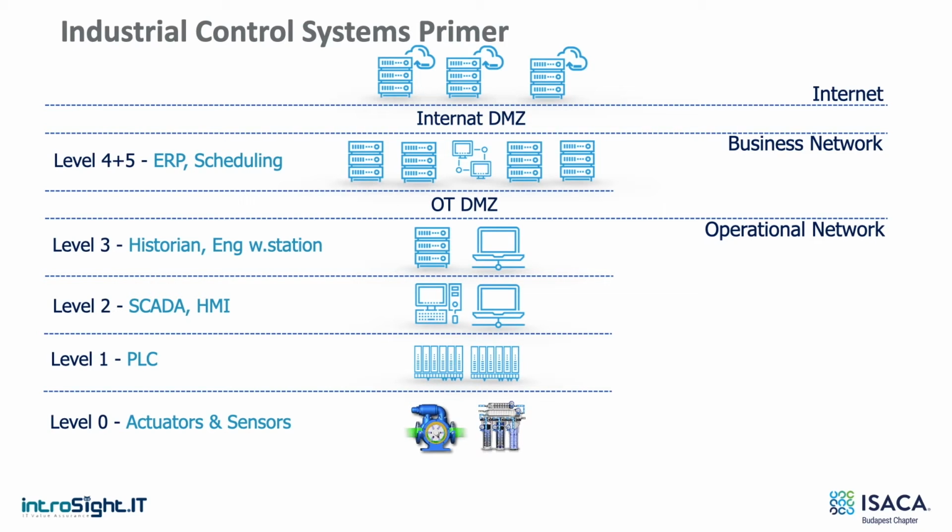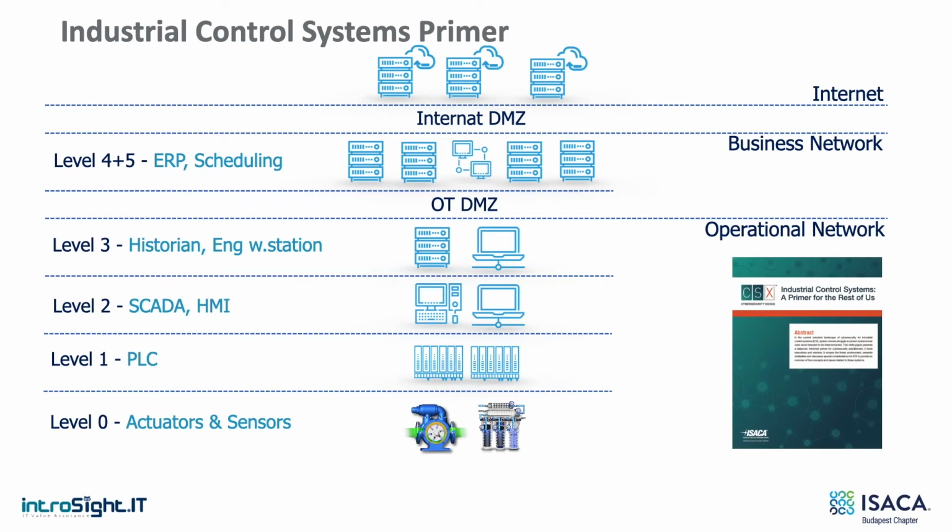Level 1 includes intelligent devices such as the programmable logic controller, the PLC. This type of hardware reads information from sensors and operates actuators according to pre-configured logic rules. Level 2 includes control systems, which are responsible for supervising, monitoring, and controlling the process. Among them, you can find the SCADA system and the HMI, the human-machine interface.